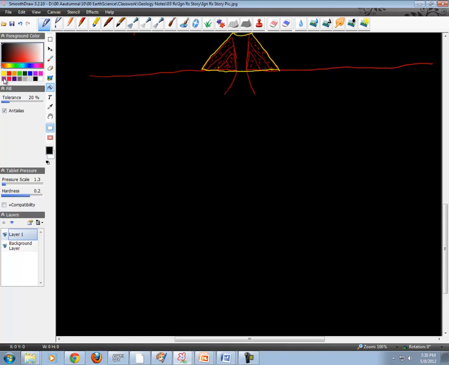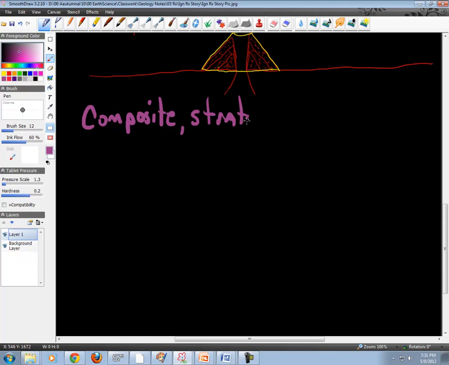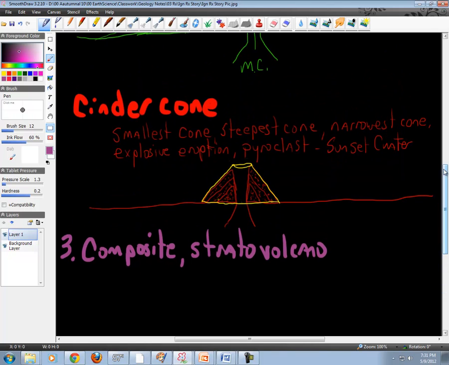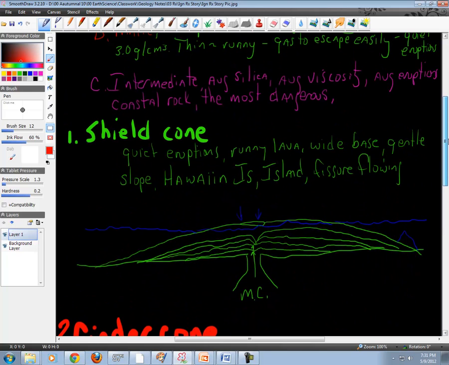Okay, the last one is what is called a composite cone. Composite means it's actually two volcanoes in one. A lot of people will call this a stratovolcano too. This is our third type. This is number 3. Don't know if I numbered 2. This was our number 2, because if I recall correctly, that was our number 1.